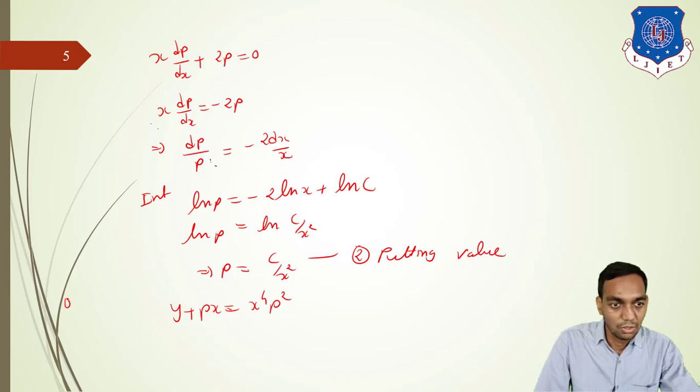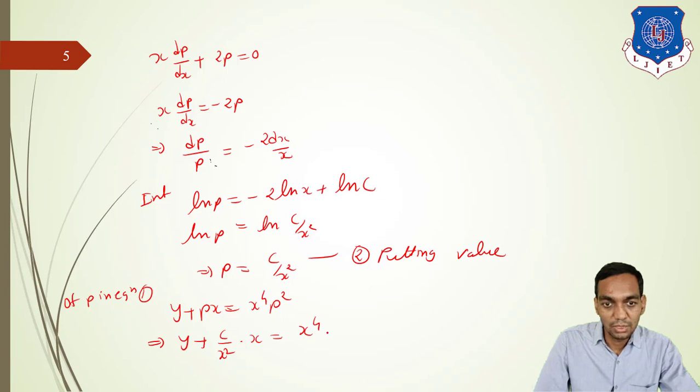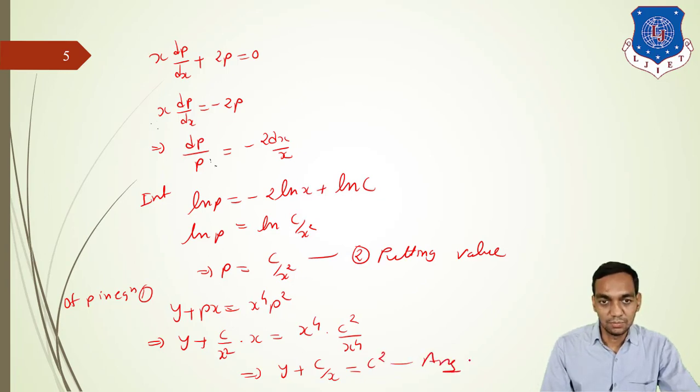Value of p in equation 1. This is your equation 1. So you have y plus c upon x square into x is equal to x raised to 4 into c square upon x raised to 4. And if you simplify, that will give y plus c upon x is equal to c square. So this is the answer of your equation.